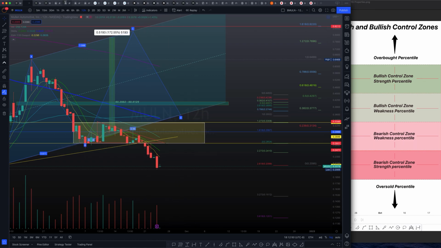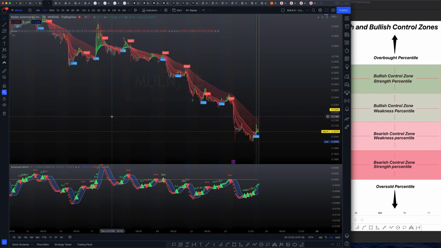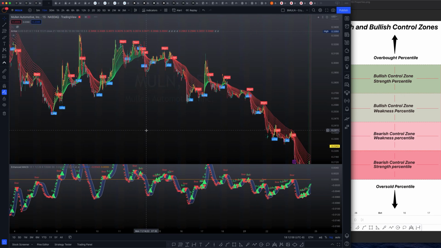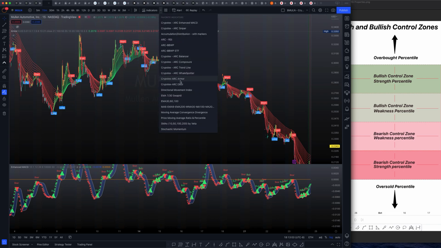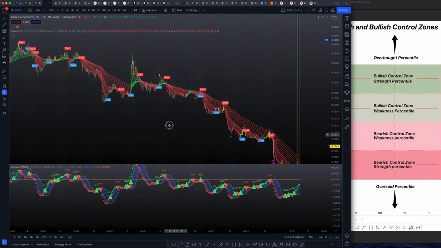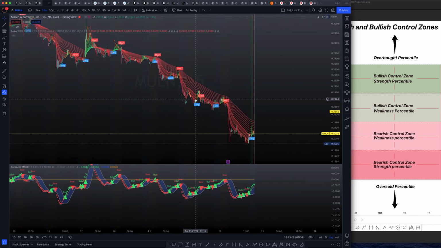Okay, so let's now look at the Crypstex indicators. These are indicators that are made for traders like me. I have partnered with Crypstex Trading in creating 8 indicators that are similar to this one here. You are looking at ARC Armor here, and this indicator actually gives you a per se buy and sell signal. So you have a long position here, it goes up, you have a short, it goes down.